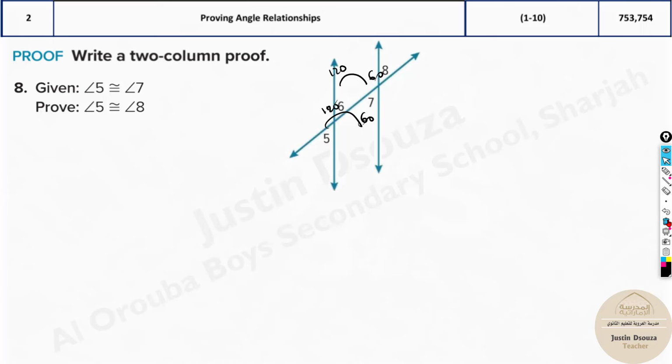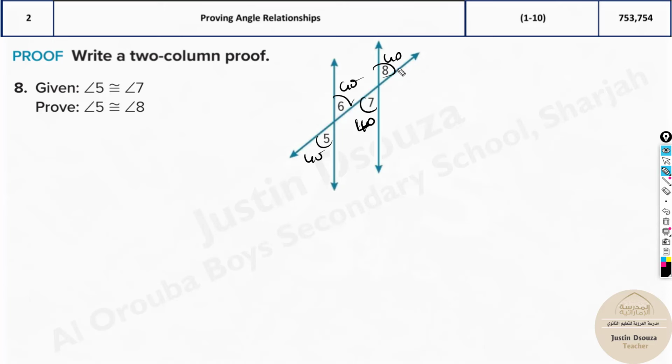And now, what about this one? 5 and 7 are equal. Same thing again, but this time it's a vertical angle. 5 and 7 are equal. These both are vertical angles. So if this is same, say this is 40, this is also 40, then obviously this will be 40 and this will also be 40. They are all congruent to each other.